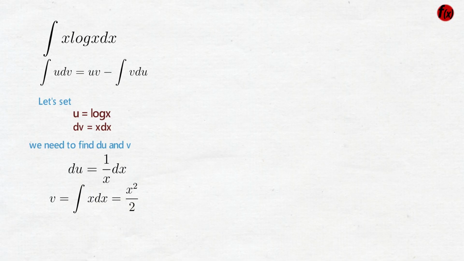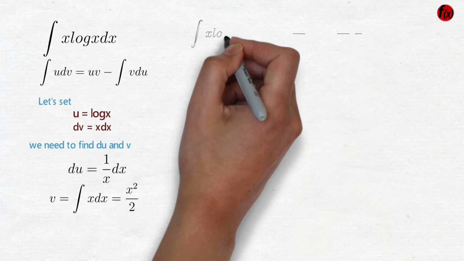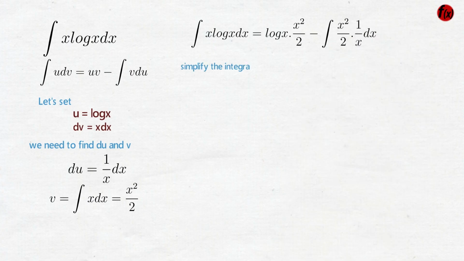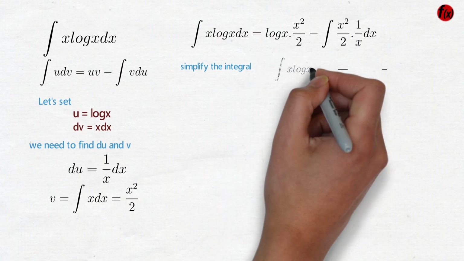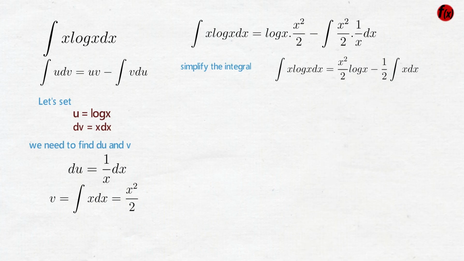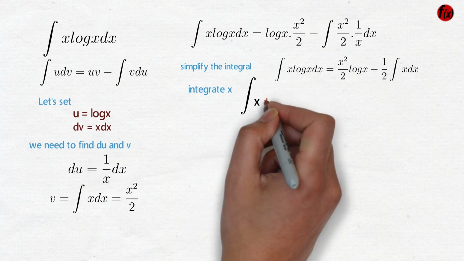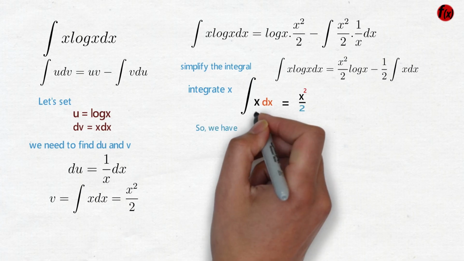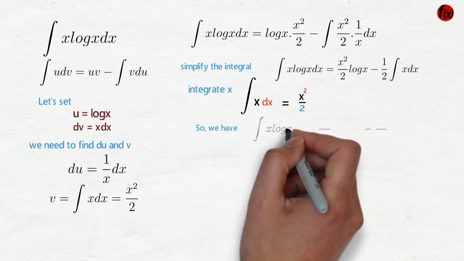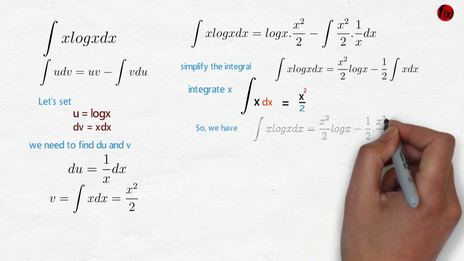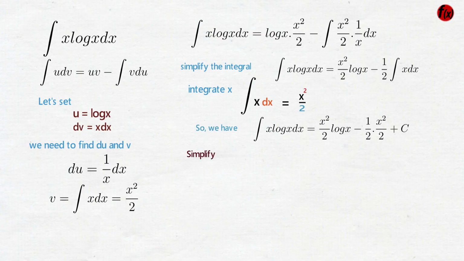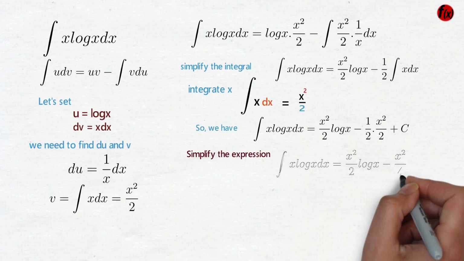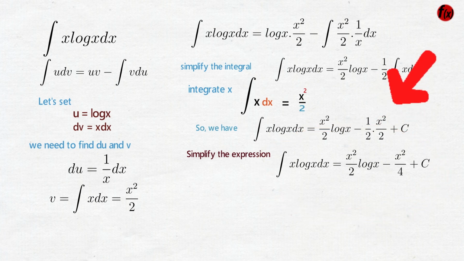Now, we can apply the integration by parts formula. Simplify the integral on the right-hand side. Now, integrate x. So we have, simplify the expression. Therefore, the integral is.